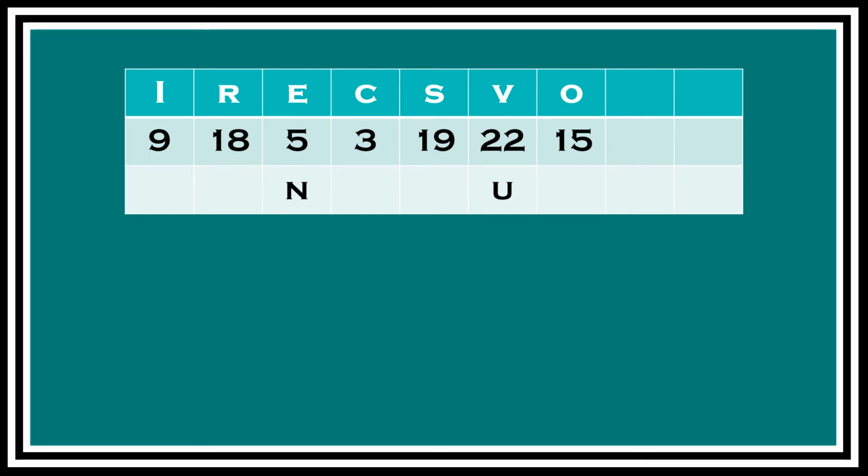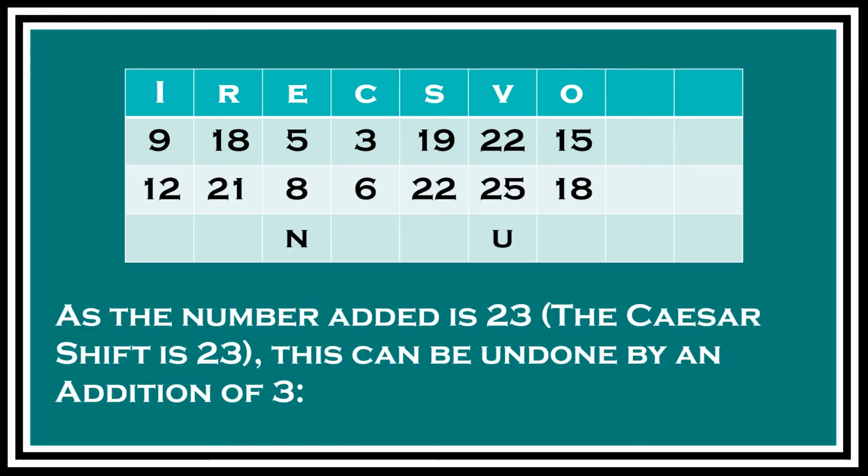So firstly, we need to decode the message IRECSVO. So replacing each letter with the number that gives its position in the alphabet. We've found that the number that was added is 23, and to undo that, we then add again the number which is 26 minus what was added previously. So 26 minus 23 is 3. And to get the second row of numbers in our table, we need to add 3 to each of the first numbers.